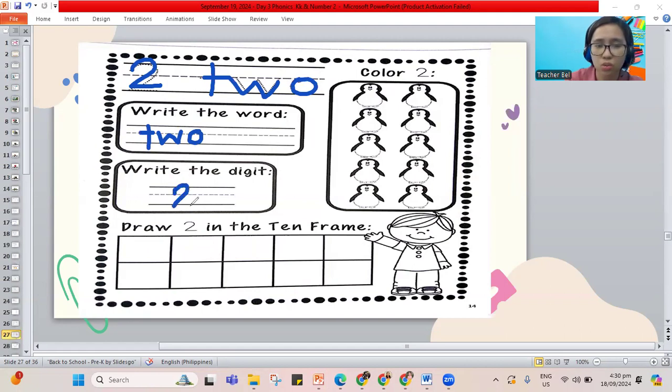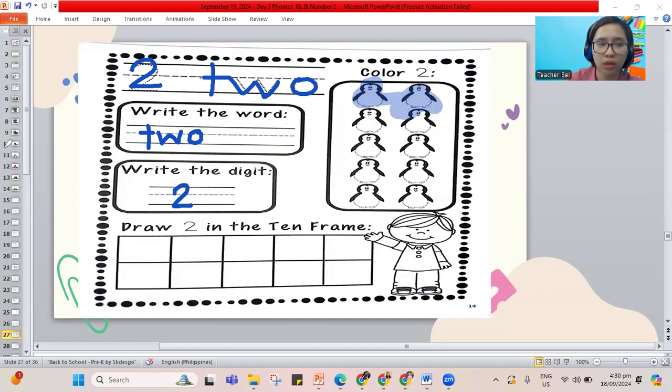It's 2. Let's go color our penguins. Our penguins need help coloring. We need 2 only. So we have 1 and 2. That's the number 2.